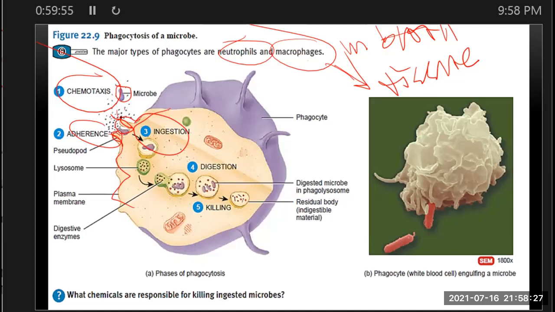Digestion wherein there is phagolysosome maturation, and then followed by elimination, wherein phagocytes eliminate remaining pieces of microbe via exocytosis. However, not all are released because we have indigestible materials known as residual bodies, and you can appreciate this one in your histopathology.